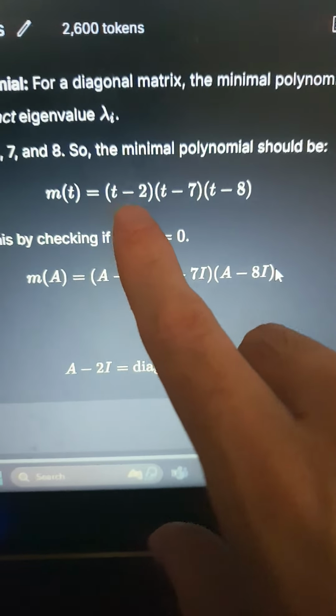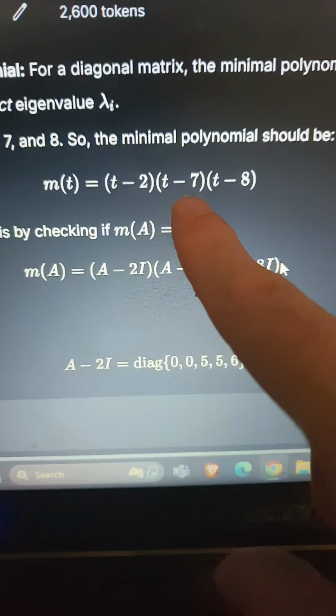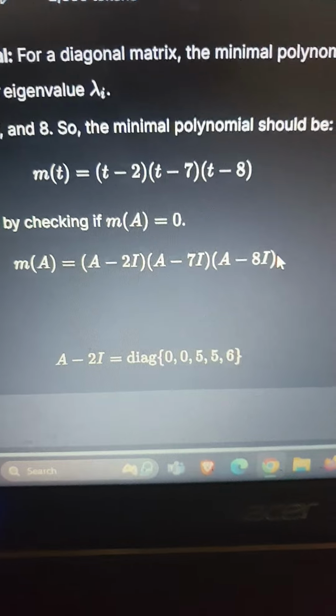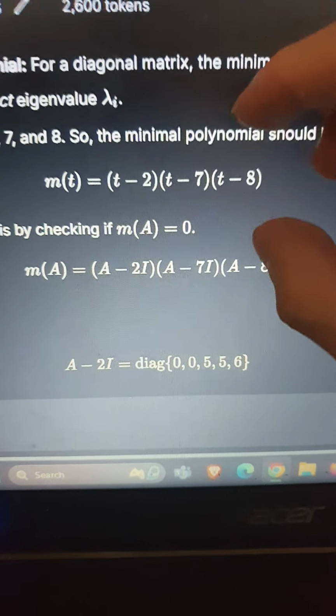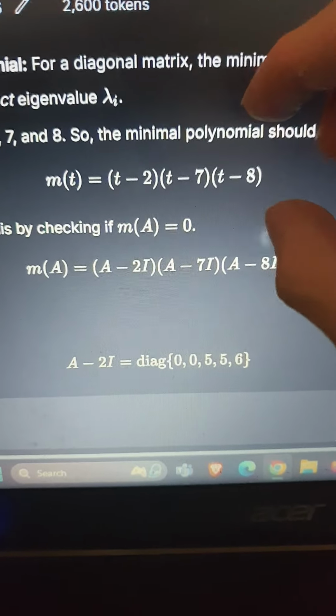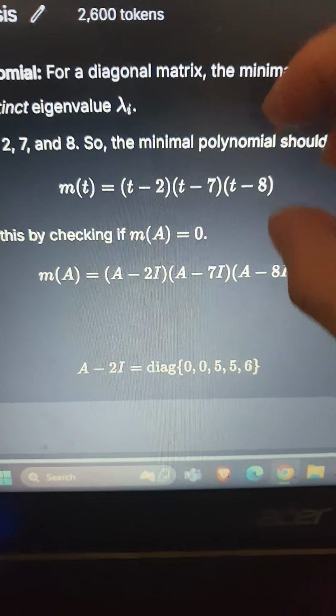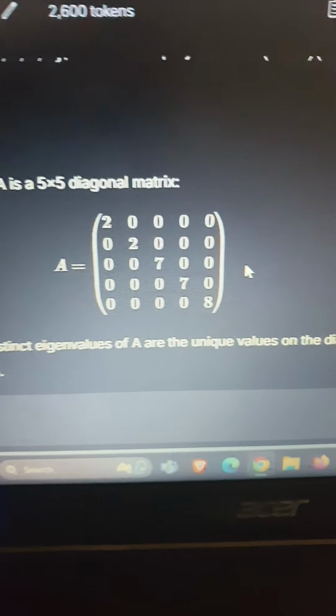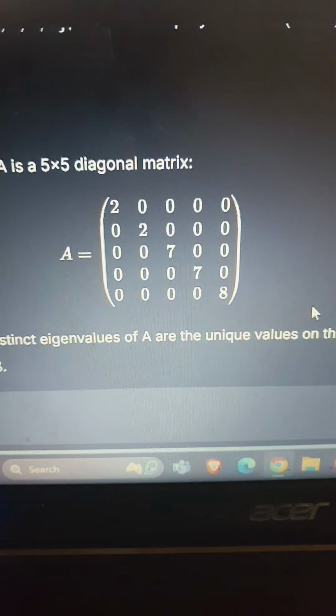You can see t minus eigenvalue 1, t minus eigenvalue 2, t minus eigenvalue 3, and so on, for each eigenvalue. This is the form of the minimal polynomial for a diagonal matrix because it must be diagonalizable by definition. And that's it on the minimal polynomial of a diagonal matrix.